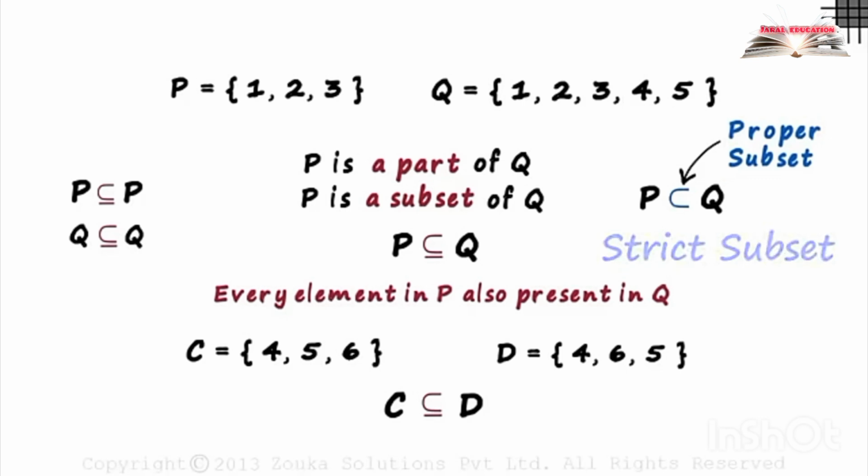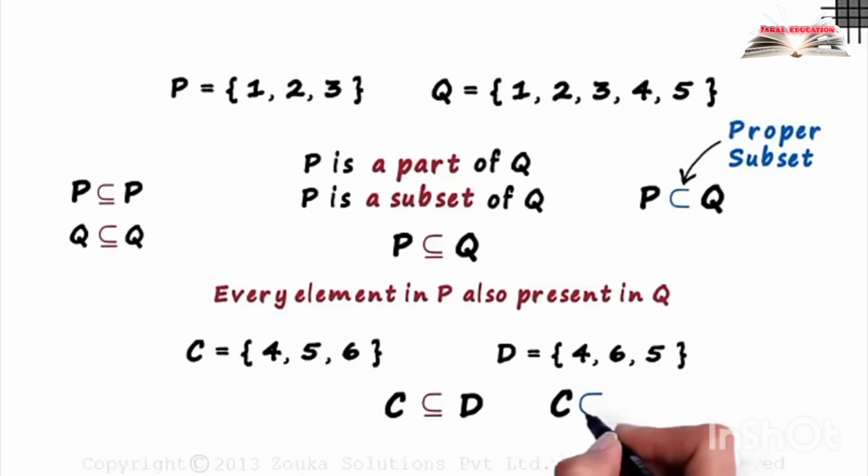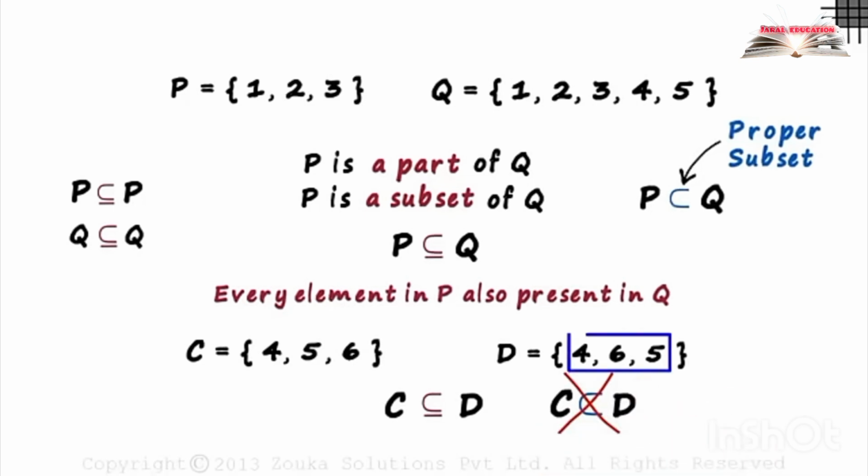Can we say C is a proper subset of D? Think about it. That would be incorrect since there is no element in D which is not a part of C. There has to be at least one such element. That's the only difference between a subset and a proper subset.